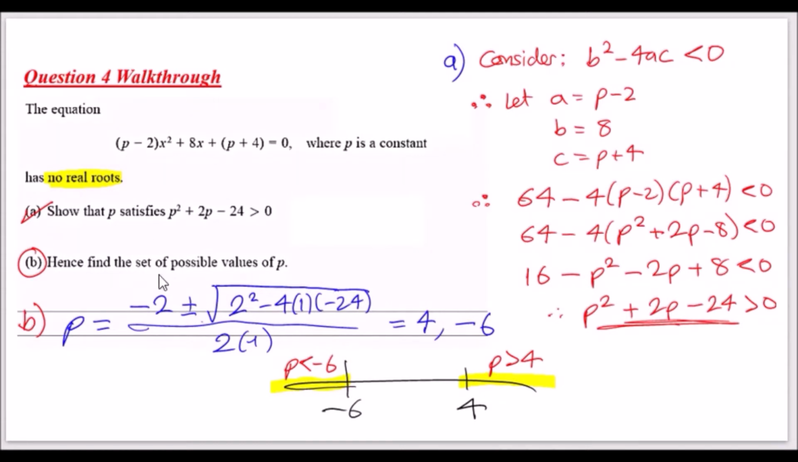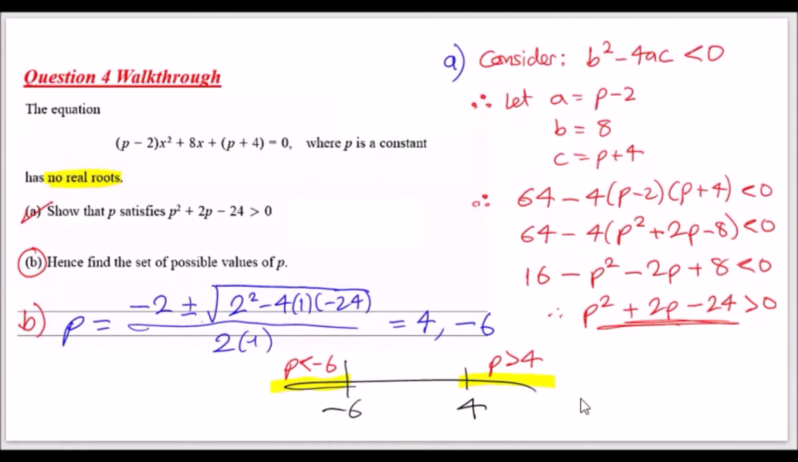Okay, part B now. Hence find the set of possible values of p. For this one, you just have to solve this quadratic equation. You could factorize it, complete the square, or use a formula. I just use a formula because with a calculator it's easy. Using the quadratic formula, I got p is 4 and −6. Now with these values, we need to see whether it's less than, greater than, or in between. I draw a simple line across, like an inequality diagram. I put −6 on the left because it's smaller, and +4 on the right. Now I just test values between them.